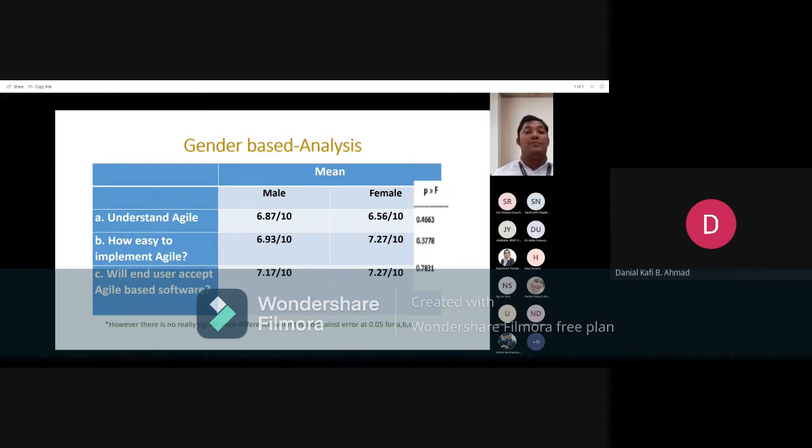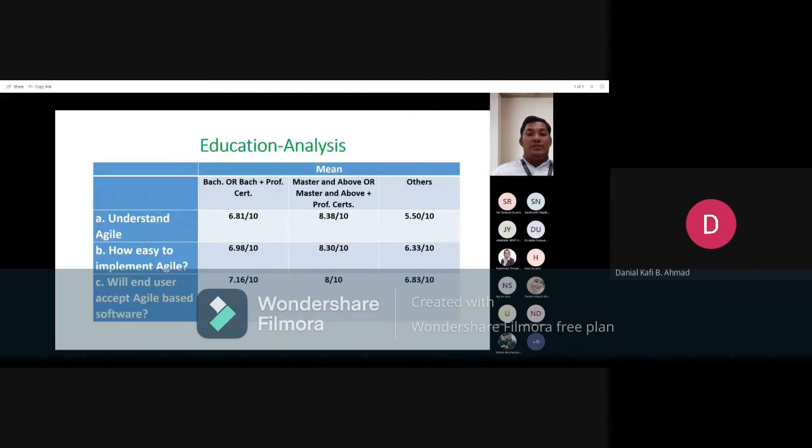Okay, and let's look at education, right? This is the analysis of how IT practitioners think about understanding agile, for IT practitioners with masters, with bachelors, or with other qualifications. We could see that understanding of agile with bachelors is 6.81. With masters, they have a very good understanding, which is 8.38. And with others, we have 5.5. And how easy? IT practitioners with bachelors, we have 6.98. With masters, which is the highest, 8.3, and the others, which is the lowest, 6.33.